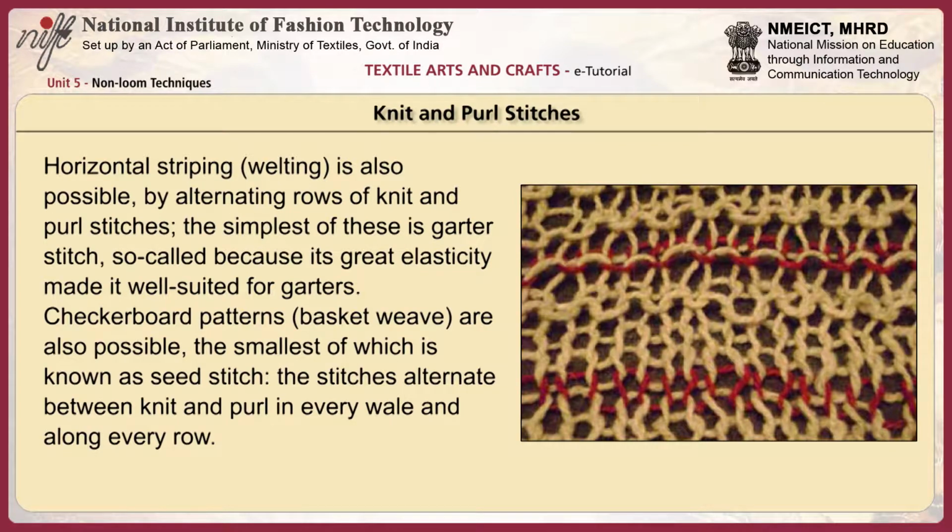Horizontal striping, belting, is also possible by alternating rows of knit and purl stitches. The simplest of these is garter stitch, so called because its great elasticity made it well suited for garters. Checkerboard patterns or basket weave are also possible, the smallest of which is known as seed stitch. The stitches alternate between knit and purl in every wale and along every row.